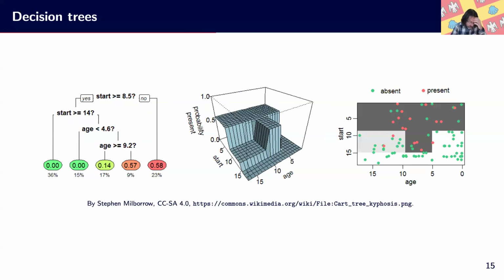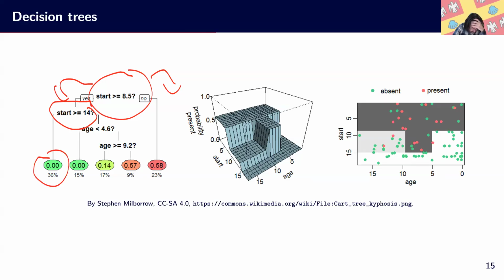So decision trees here, this is the illustration. We have one tree on the left side. Let's say that we have a test which is start greater or equal to 8.5, yes or no. If it is yes, we go left. If it is no, we go right. For the left, we have a second case, start greater or equal to 14. Yes, we go again left. We are reaching a point where everything is absent here, kind of green.